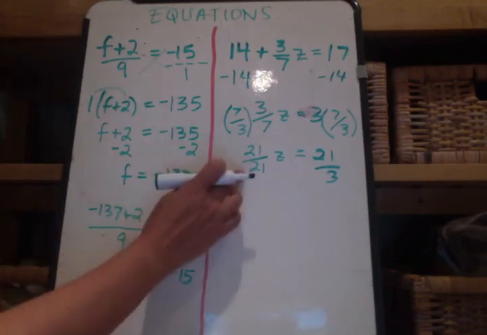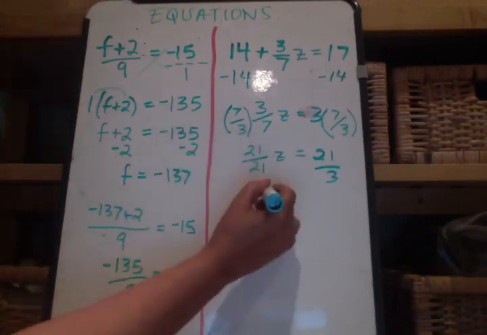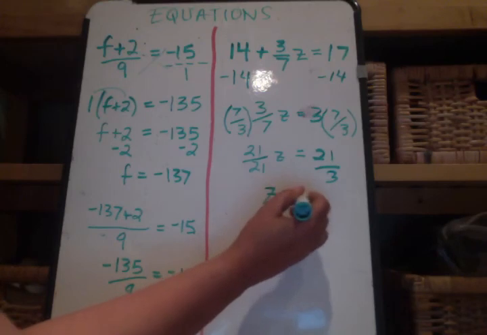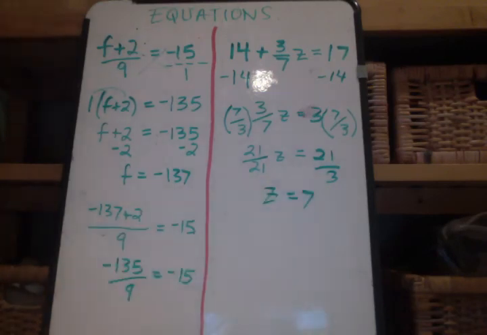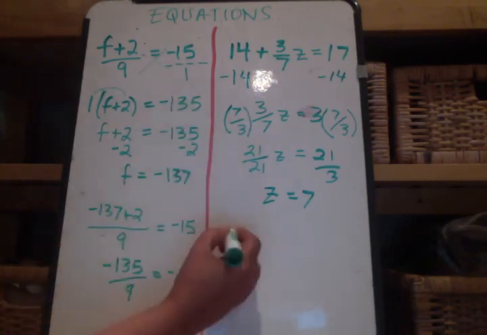And so this is 21 over 21, which is just 1. 1 times z is z equals 7. And that's my answer.